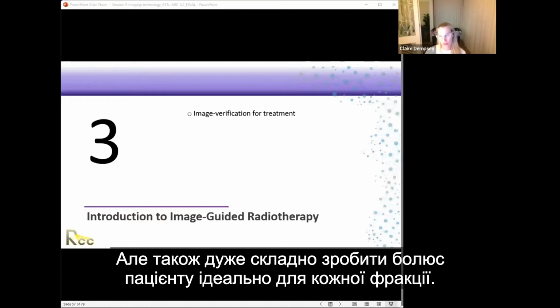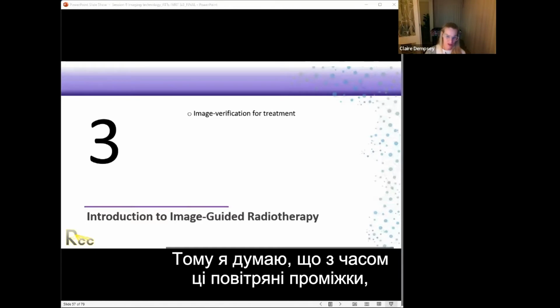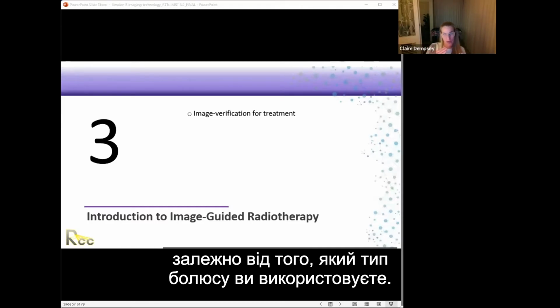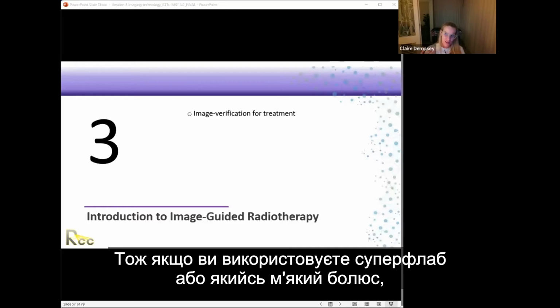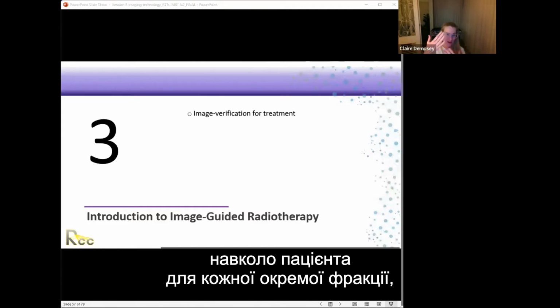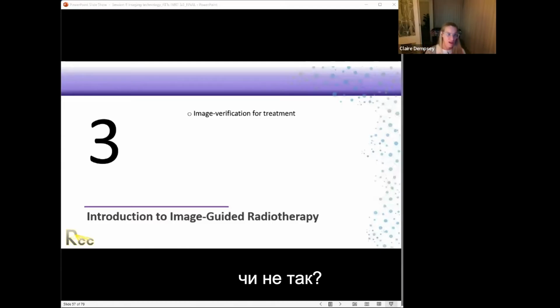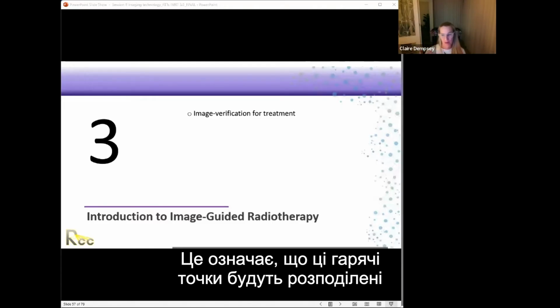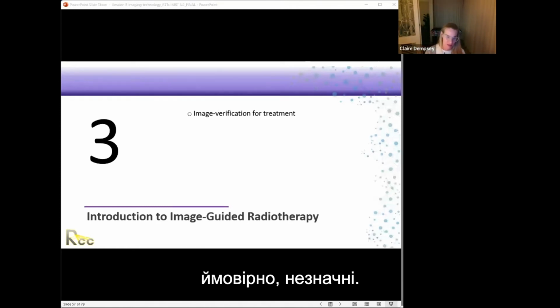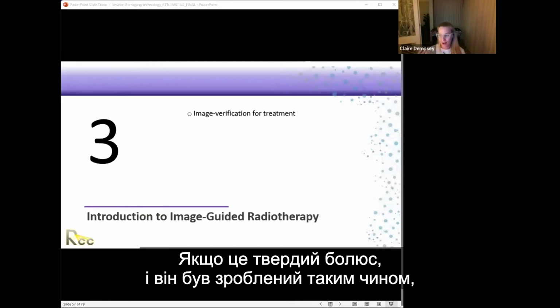But it's very difficult to place bolus perfectly on the patient for every fraction also. So over time, those air gaps are probably not always in the same location on the patient, depending on what sort of bolus you're using. If you're using superflab or some kind of soft bolus, I would expect that the air gaps are going to shift around the patient for each different fraction, right? So those hotspots are spread over the patient throughout the course of treatment and probably insignificant.